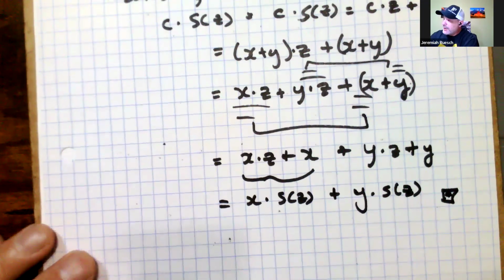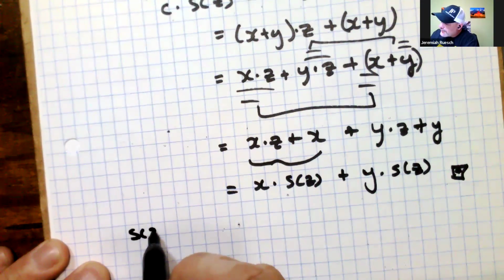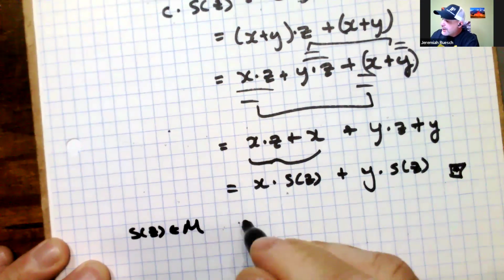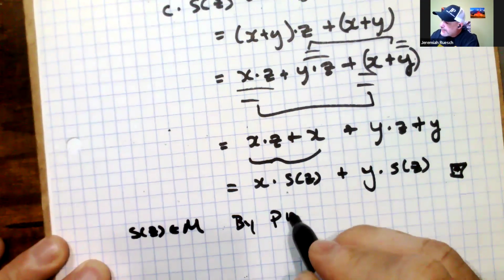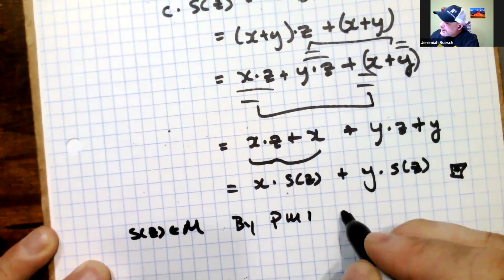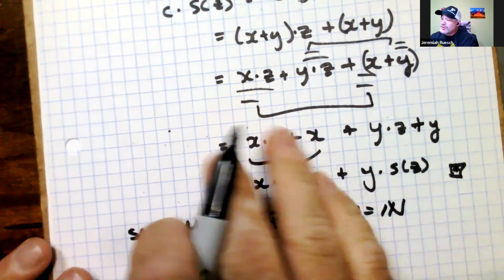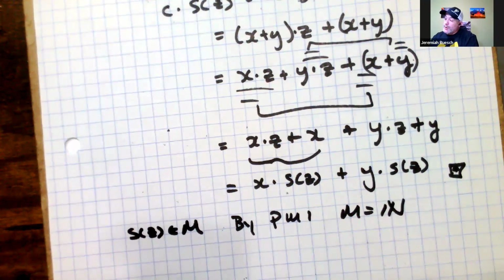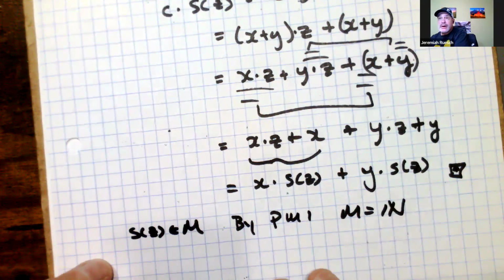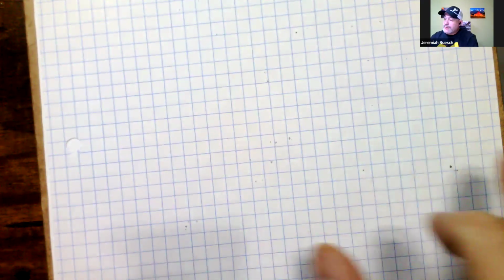And so I can then conclude, of course, that since the successor of z is in M, by the principle of mathematical induction, M is equal to the set of natural numbers. Okay, and so we've just shown here that the right distribution of multiplication over addition exists, and it's true. And so let's then follow to showing it from the left-hand side.